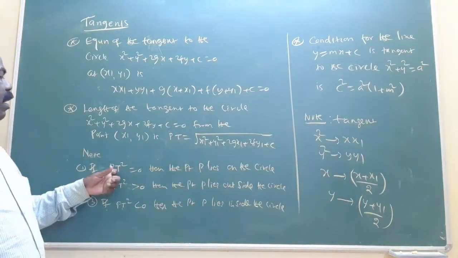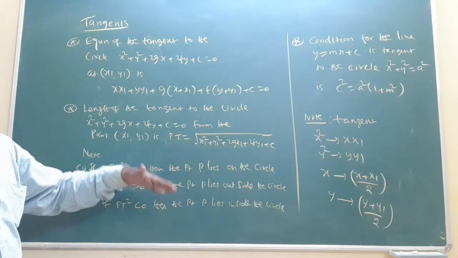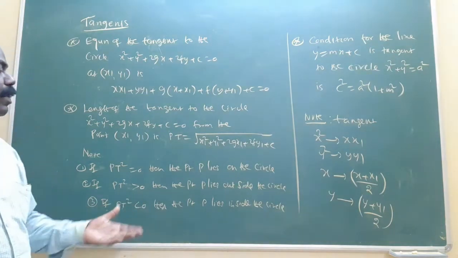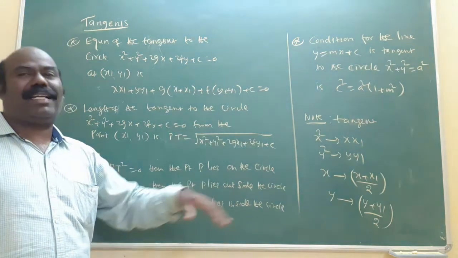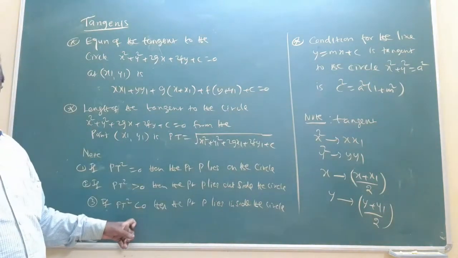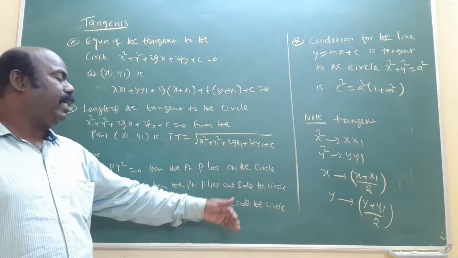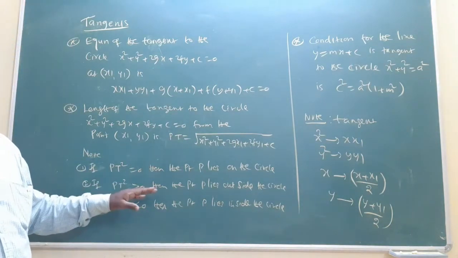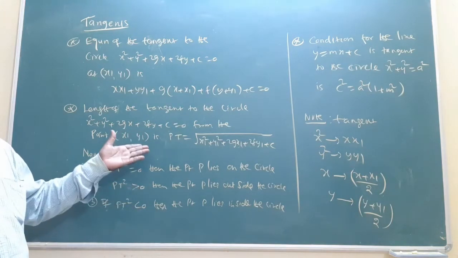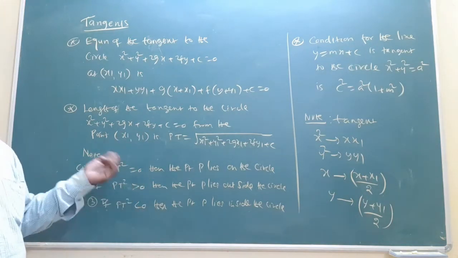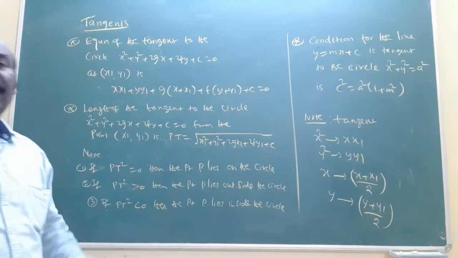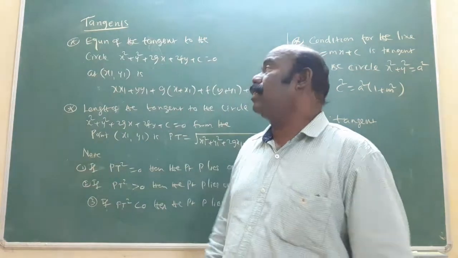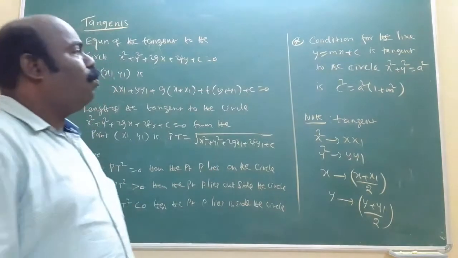Now, a small note: if PT square is 0, the point lies on the circle. If PT square is more than 0, a positive value, the point P lies outside the circle. If PT square is less than 0, a negative value, then the point lies inside the circle. This is also a tangent formula, the length of the tangent formula. You have to find PT square, then PT. After PT square, if it is negative, the point lies inside the circle; positive means outside the circle; 0 means on the circle. You got the concept.